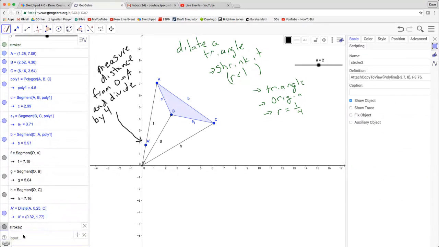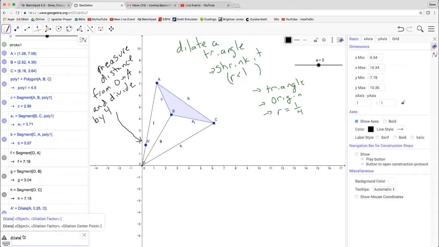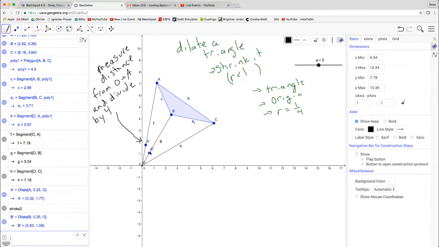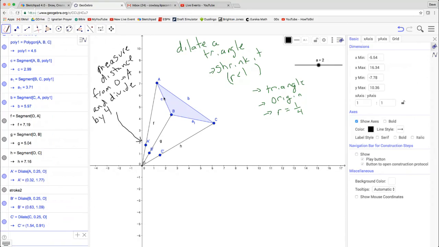So I'm going to do it my way. Dilate point B 0.25 about point O. And so I have made this point here 1/4 of the way along this ray from O to B. Now from O to C, I'm going to take another point and I'm going to make it 1/4 of the way along there. So I'm going to use my dilation command. Again, you're going to use a ruler.